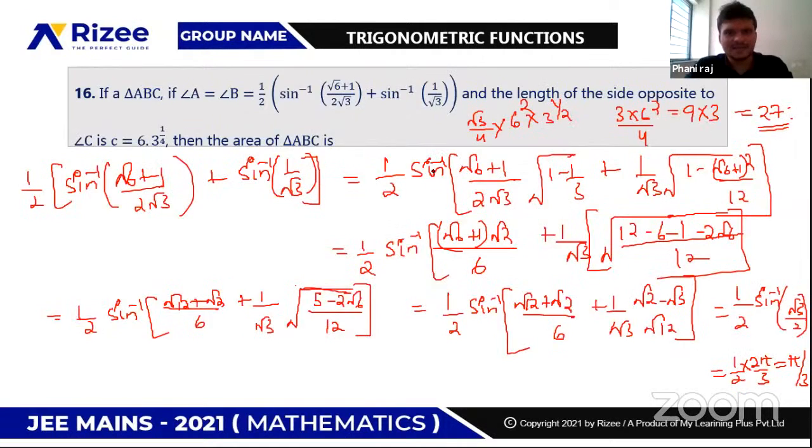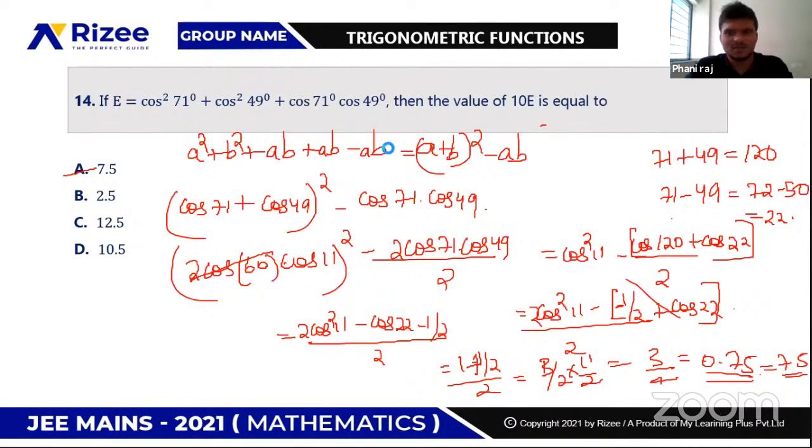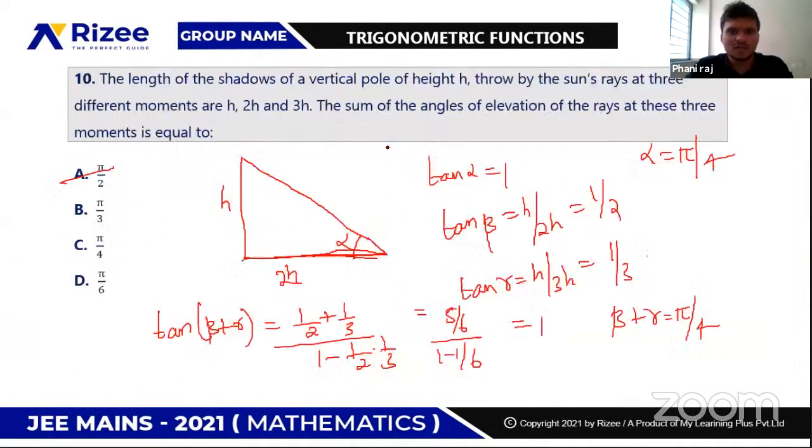Rest all are easy. Just sine formula, sine substitution. This is easy. Everything was easy. Correct? That's it. More or less, all the questions are done.